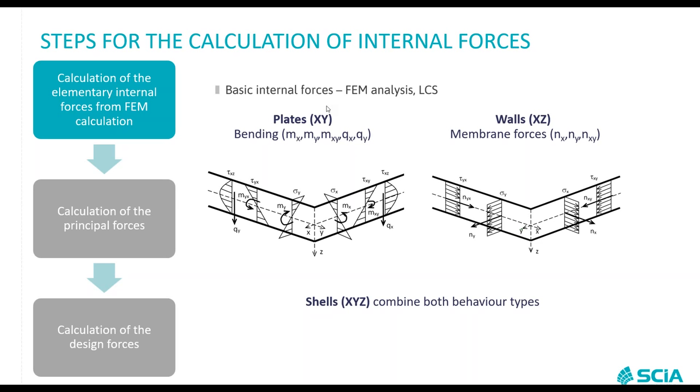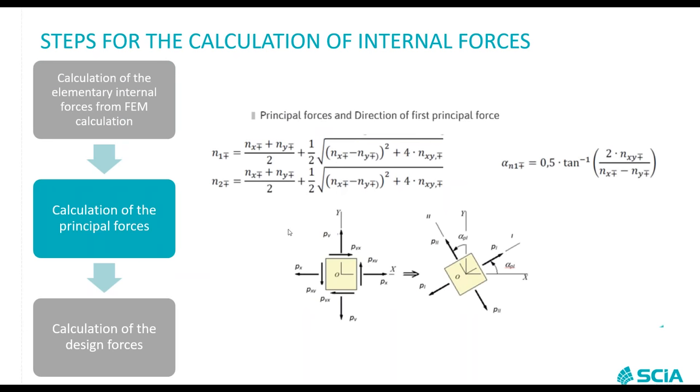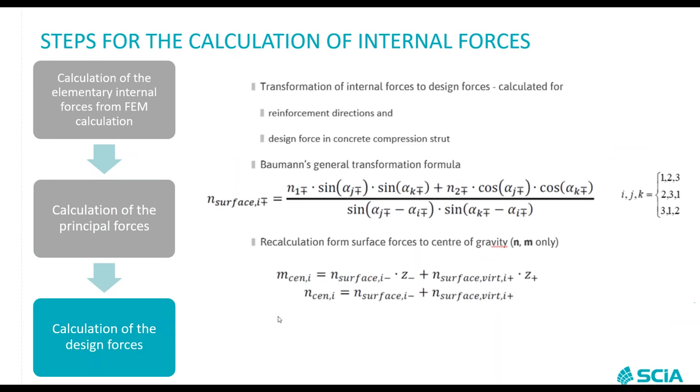Basically, SCIA does the internal forces calculation in the same way for traditional concrete and also for the steel fiber concrete. First of all, we calculate the elementary internal forces, which, as you are familiar with, are MX, MY, MXY, etc. Then in the next step, we calculate the principal forces, and we do the calculation in the center of the cross section and on the surfaces of the cross section, on the top and bottom side. And finally, we calculate the design forces.